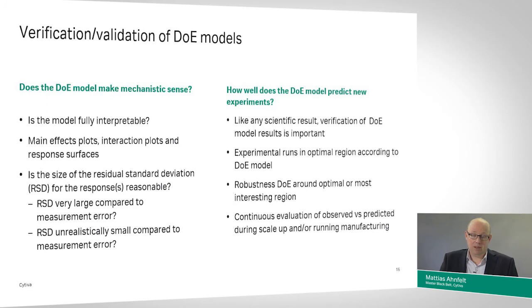Second part would be, again, comparing to the measurement system error, the analytics. If our model is hugely less certain about its predictions, meaning it has a much larger error term than the analytics, that's an early indication that something is going on in the process that we might need to understand better. So when we evaluate the model, it should make mechanistic sense.